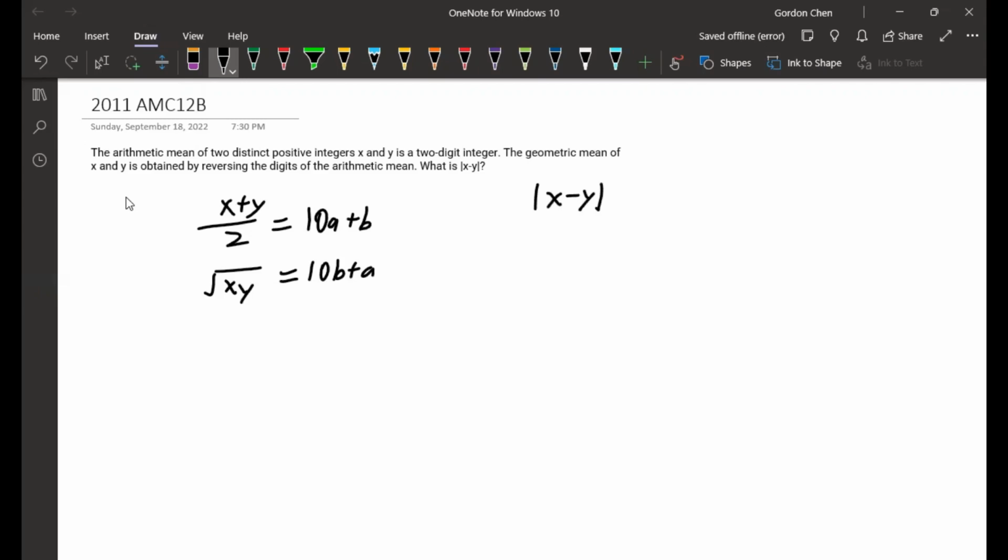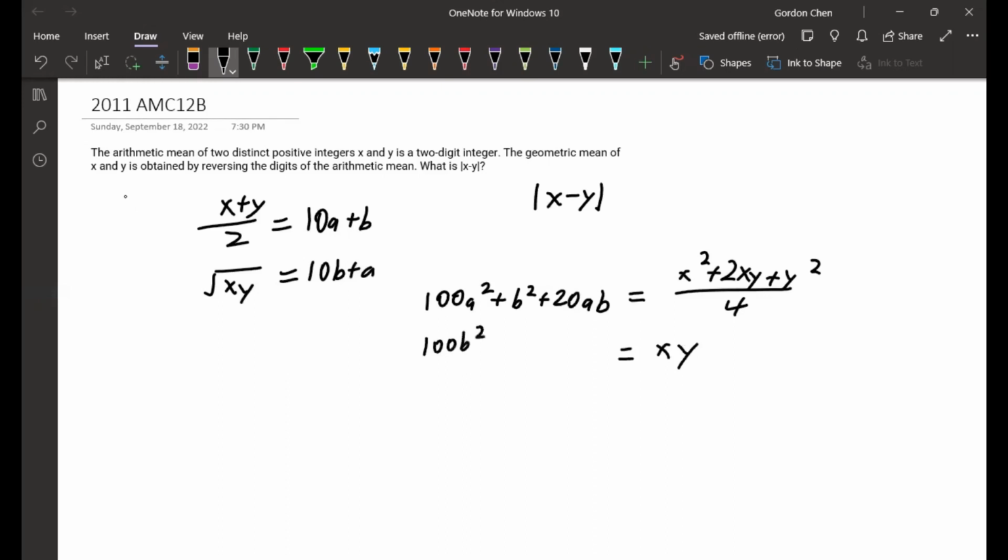First off, we see this radical and we don't really like it, so we should square it. And so we'll square both equations. So we have 100a squared plus b squared plus 20ab equals (x squared plus 2xy plus y squared) over 4. And for the other equation, we just have xy equals 100b squared plus a squared plus 20ab. Let me write it a different way.